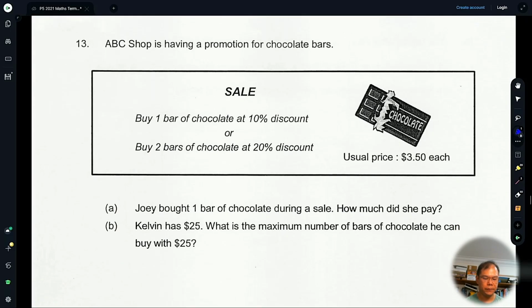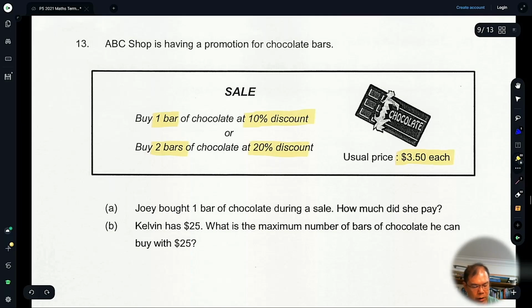Question 13. So this ABC shop is having a promotion for chocolate bars. Buy 1 bar of chocolate at 10% discount. So 1 bar, you get 10% discount. But if you buy 2 bars, you get a 20% discount. And what is the usual price of each bar? $3.50.